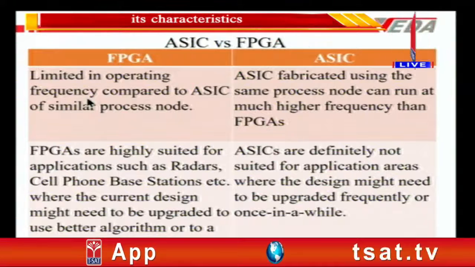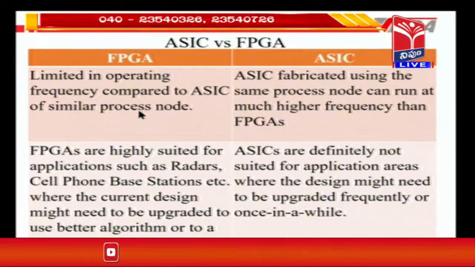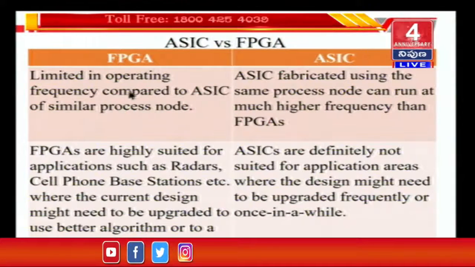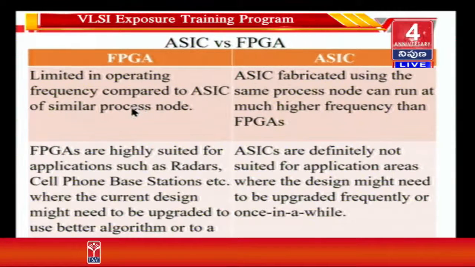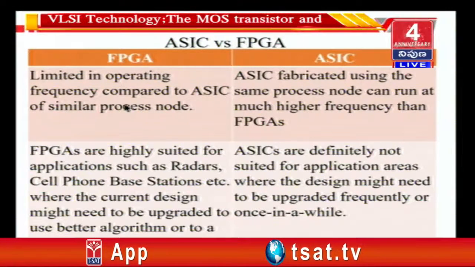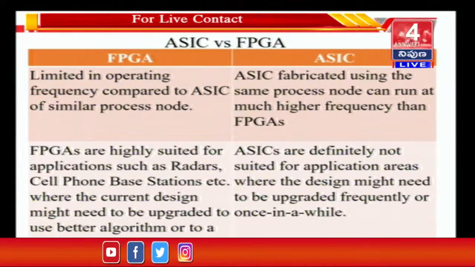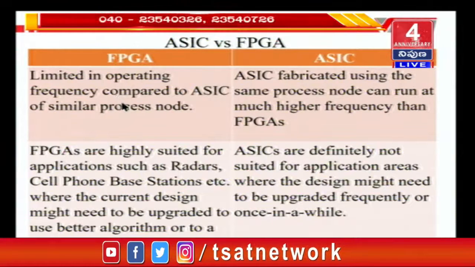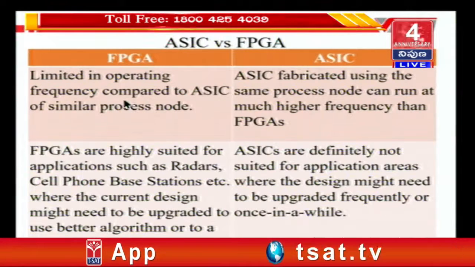We will continue. So FPGAs are limited in terms of their operating frequency compared to ASICs of a similar process node. Process node means similar technology. The reason for this is that the amount of logic and the amount of routing resources present in the FPGA are so many compared to what is really required that the interconnect lengths are long, because you have more logic than what is required, and an FPGA is an already manufactured part. You are putting the design inside an already manufactured part.